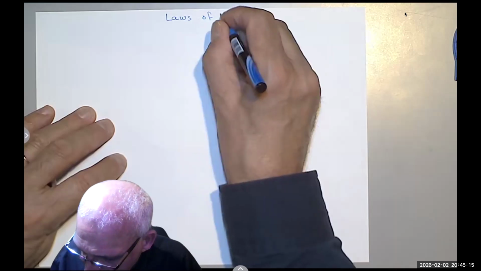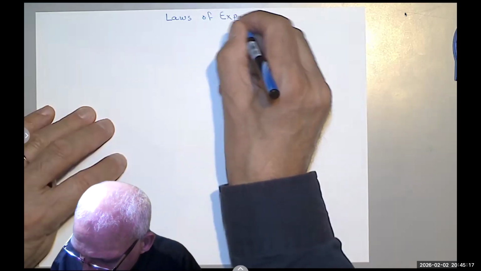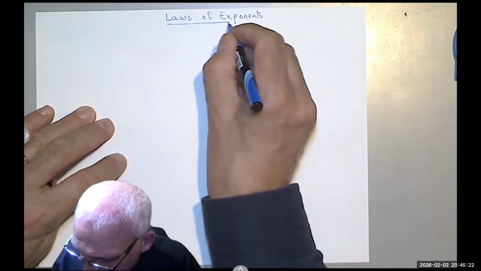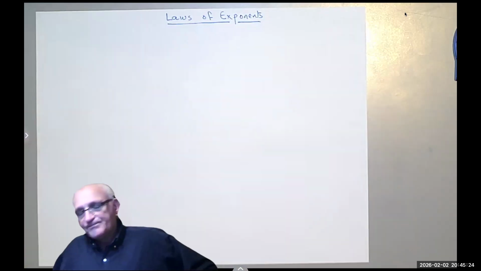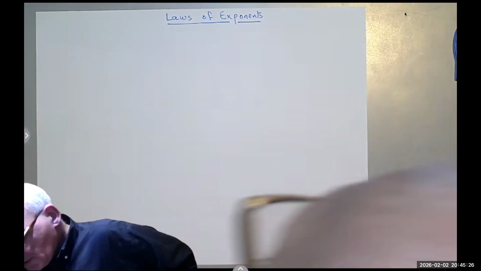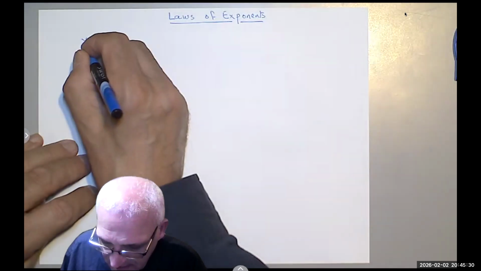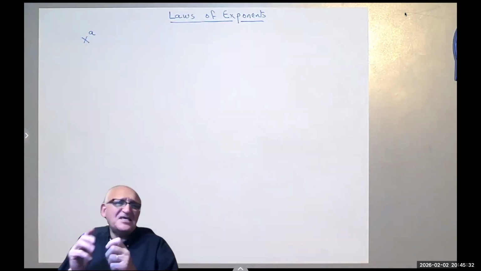So, laws of exponents. And then maybe we'll have one for logarithms. The laws of exponents. We say that if we have something like x to the a, what does that mean?